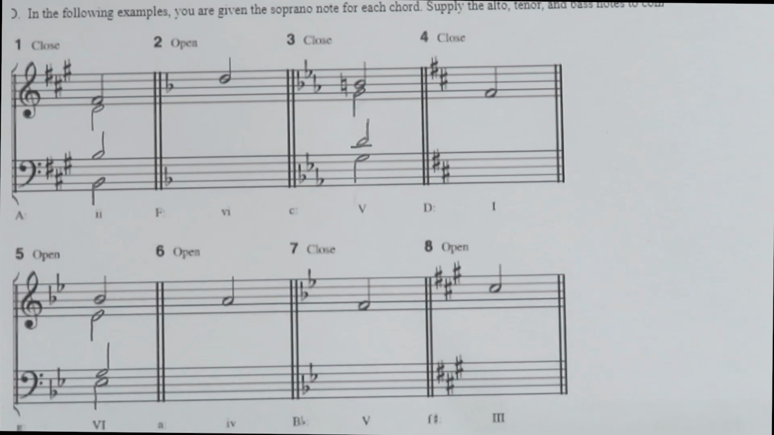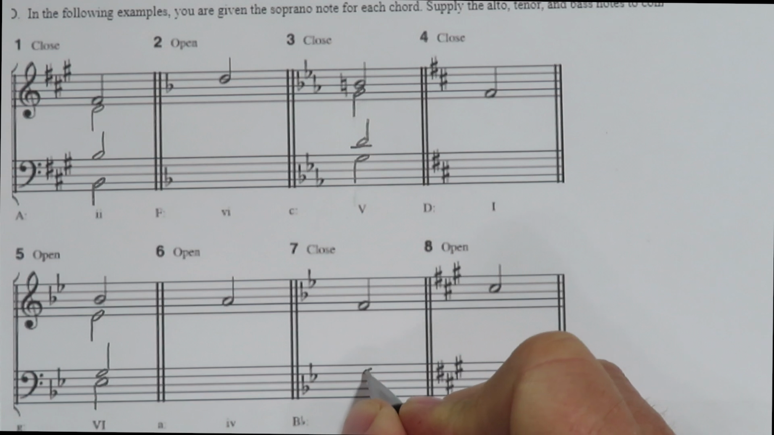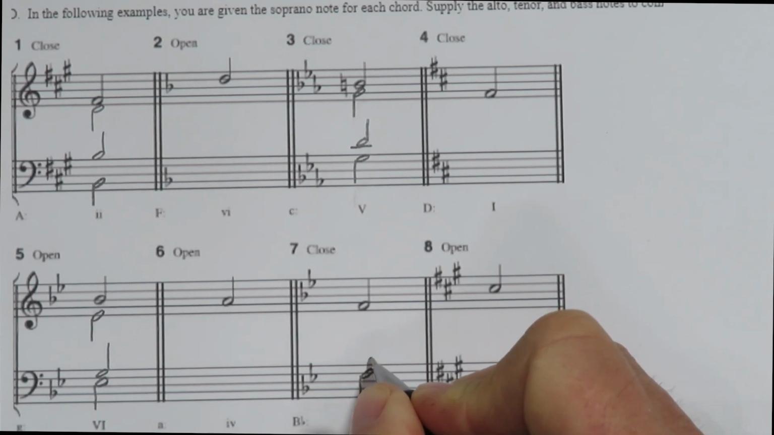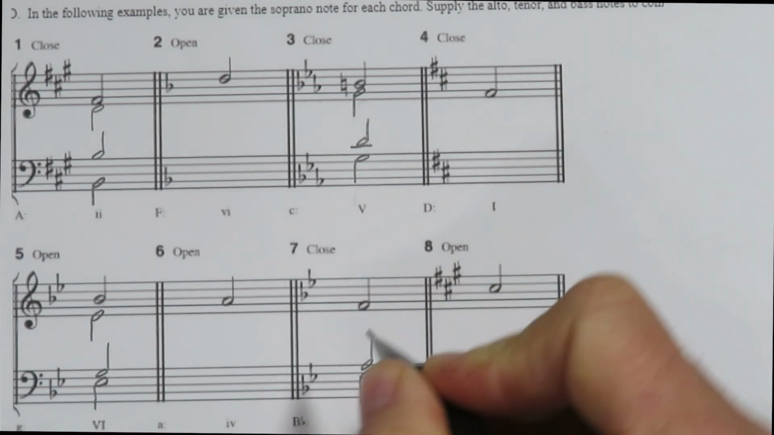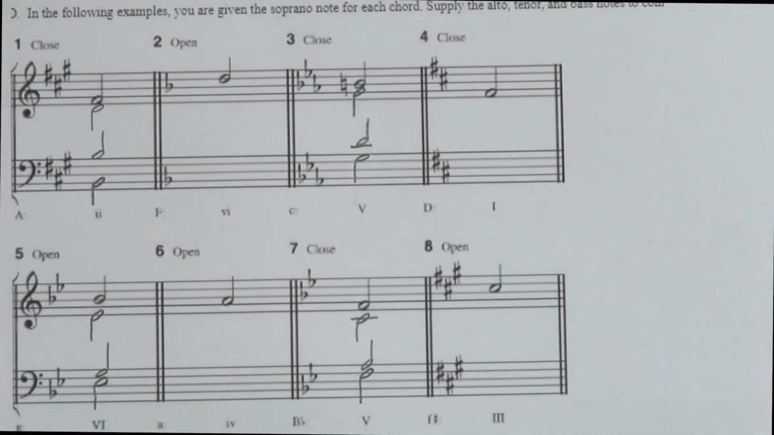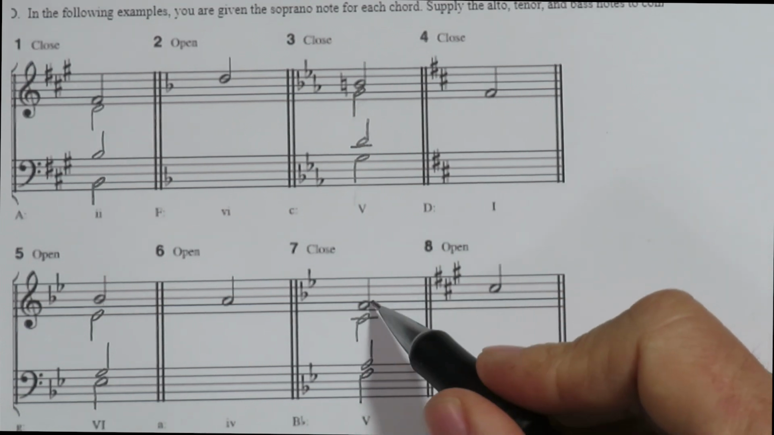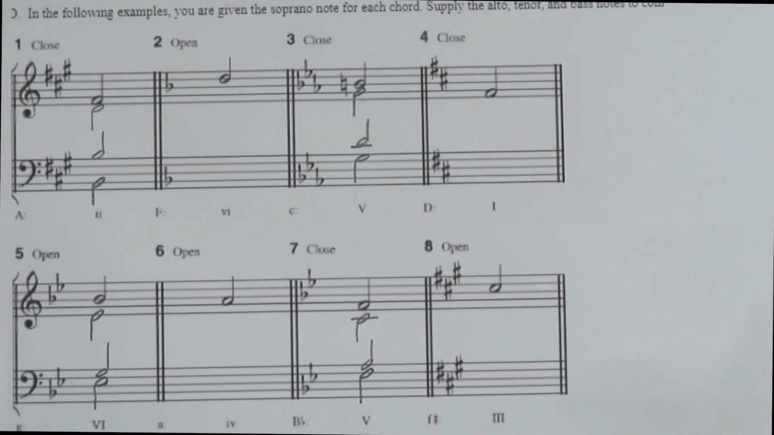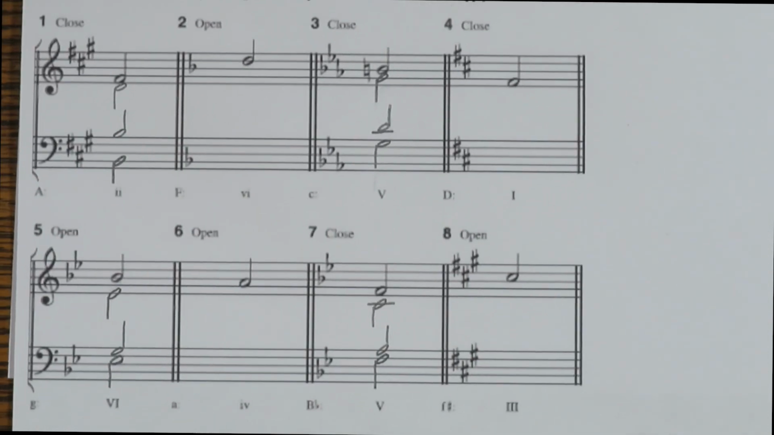Okay, so we have an F, so we need another F and an A and a C. Let's see, we want it closed, so let's try this, F, and then we should put the A here and the C here. And let's see, so A to F, that's a minor sixth, so we're good. And everything else looks fine, so let's just stick with that voicing there. And go ahead and fill out the rest, and I'll see you in the next section.